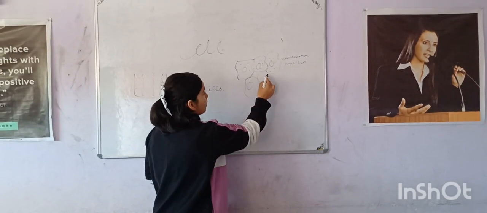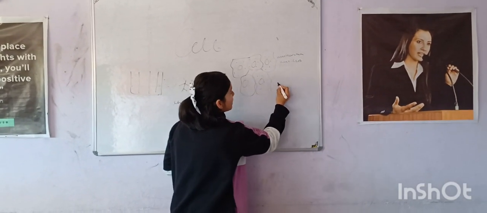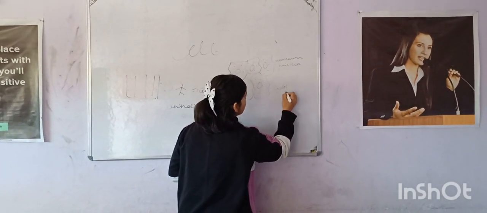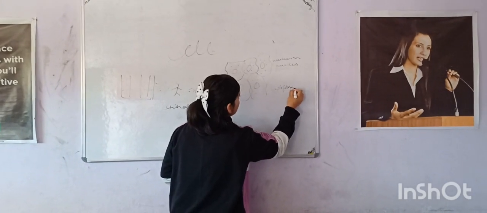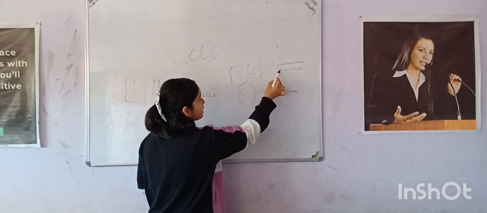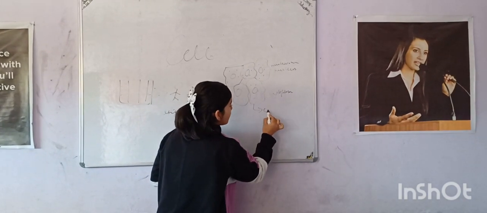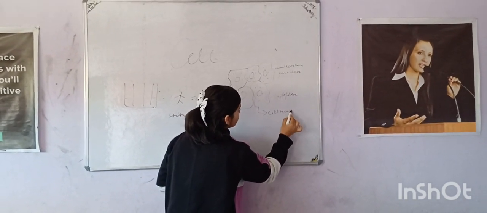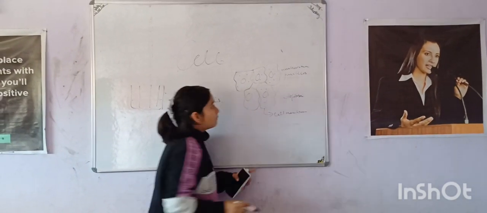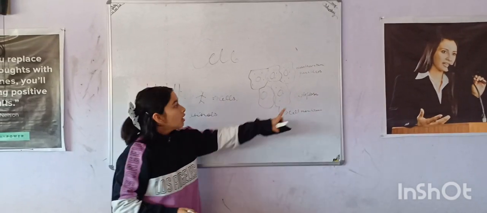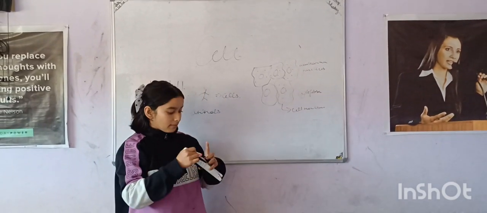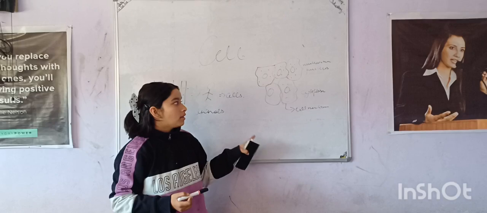You can see the gel-like structure. It is called cytoplasm, and the nucleus and the cytoplasm are covered with a thin boundary which is known as the cell membrane. The basic components of a cell are the nucleus, cytoplasm and cell membrane.